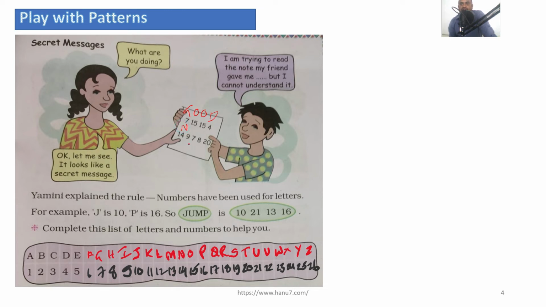9 is what? 9 is I. And 7 is G, and 8 is H, and then 20 is T. So the message is good night. It is given by his friend, but it is in a code language, that is a secret language. So this is not the question given to us.